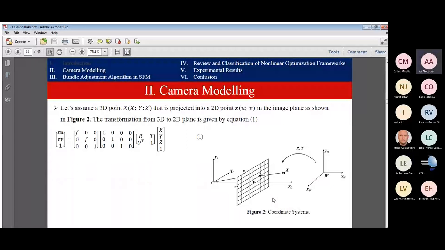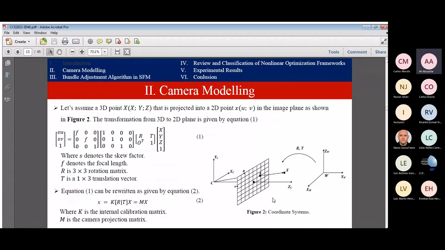Two, camera modeling. Let's assume a 3D point that is projected into a 2D point in the image plane as shown in figure 2. The transformation from 3D to 2D plane is given by equation 1, where S denotes the skew factor, F denotes the focal length, R is a 3 by 3 rotation matrix, T is 1 by 3 translation vector. Equation 1 can be rewritten as given by equation 2, where K is the internal calibration matrix, M is the camera projection matrix.